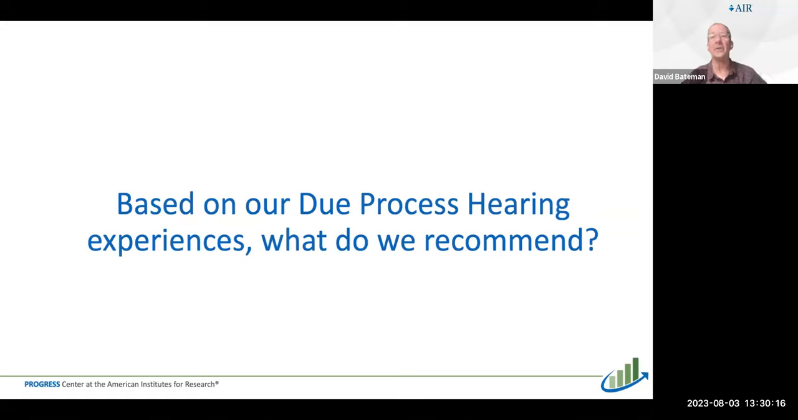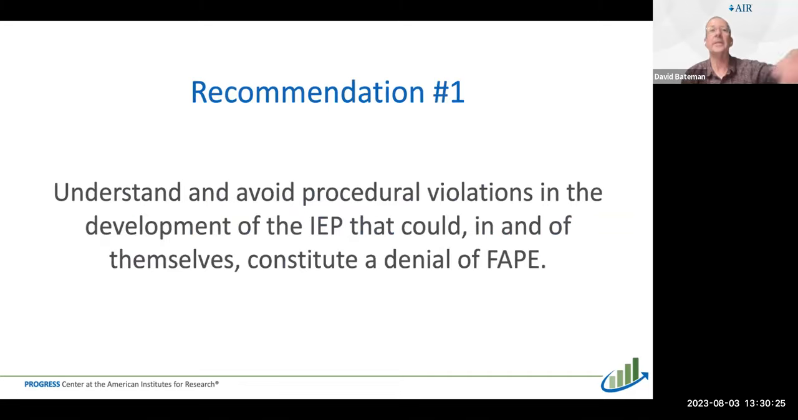But what we have to think about, so we have some clear recommendations that we would like to provide for you that will help you make it through the day and improve services. First one, and I don't say this is low-hanging fruit, but this is one that you need to pay attention to. Understand and avoid the procedural violations in the development of the IEP that could in themselves constitute a denial of FAPE. Big issue.